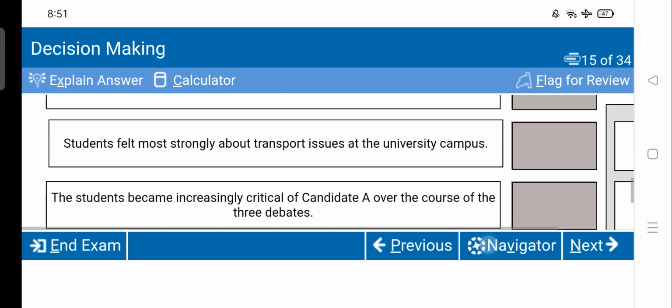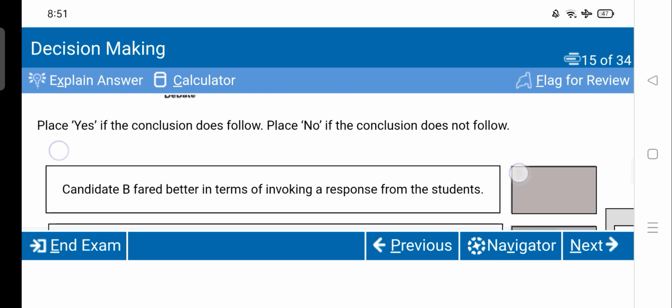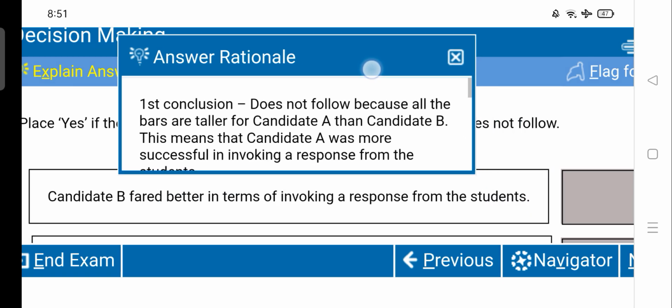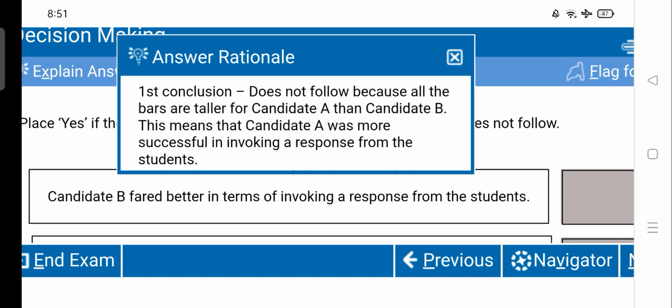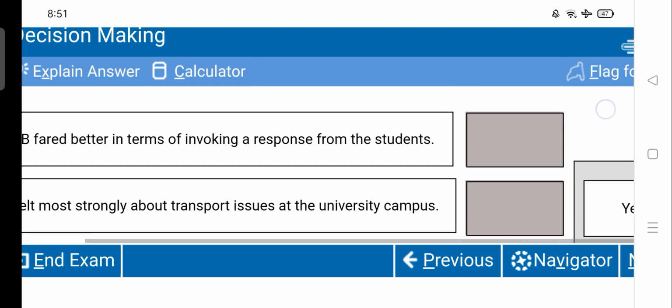So here we have these 5 conclusions. Let's see which one does follow and which one does not. The first conclusion, that candidate B fared better in terms of invoking a response from the students, does not follow, because all the bars are taller for candidate A than candidate B. This means that candidate A was more successful in evoking a response from the students. So we will drag a no and drop it here in front of this conclusion.